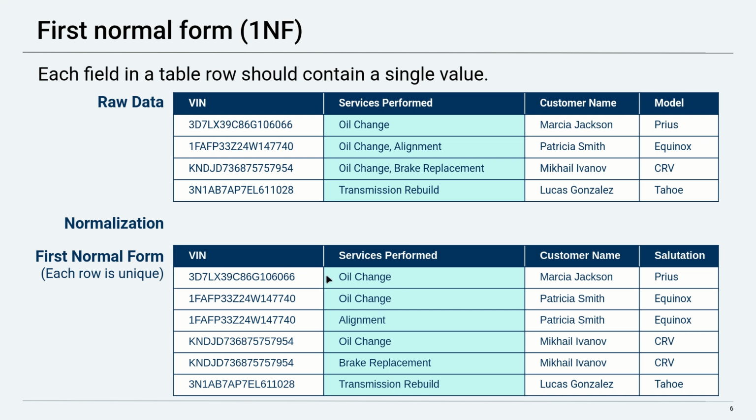So once you've gotten one value in every cell, you're in the first normal form. Congratulations. So we've rewritten the table. It's a little longer now, but it's in the first normal form. Analyzing data from this table is going to be much easier.